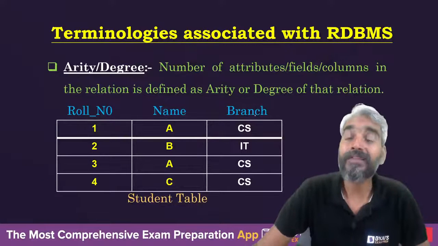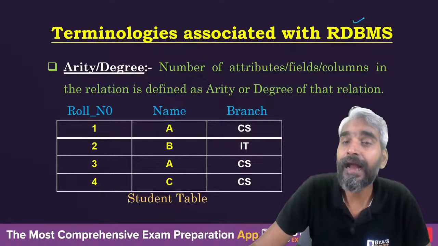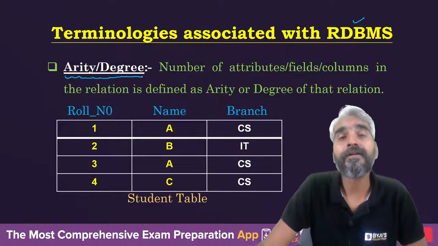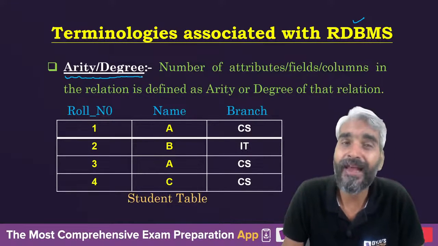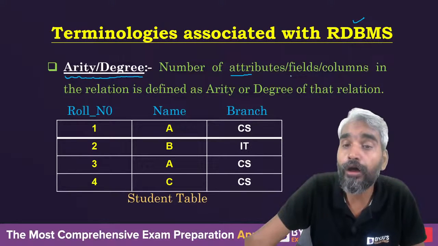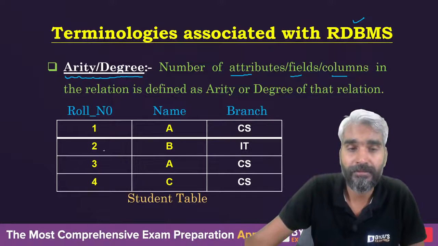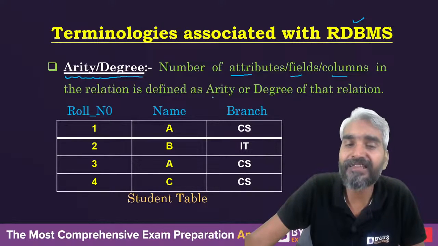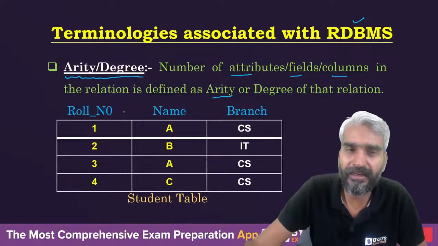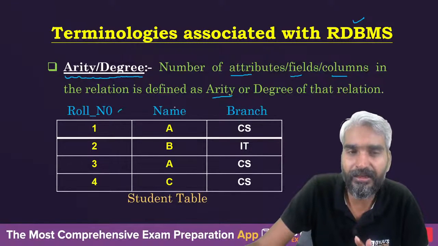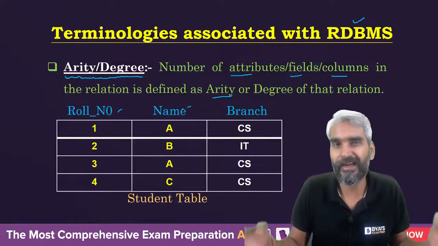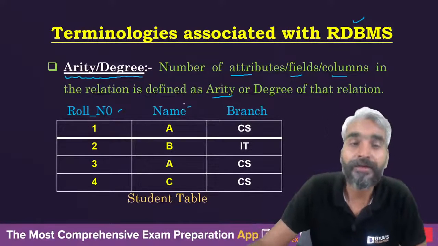Now, the next thing which you can define in the RDBMS is the degree or arity of the relation. How do we define it? The number of attributes or fields or columns in the relation is defined as arity. So this is a 3-ary relation. If there are 4 attributes, it's a 4-ary relation. M-ary relation means M attributes, right? So that is arity.